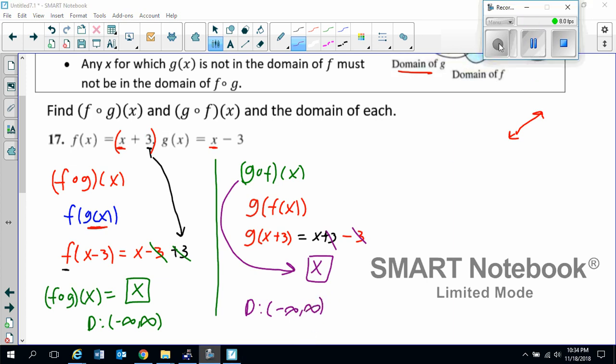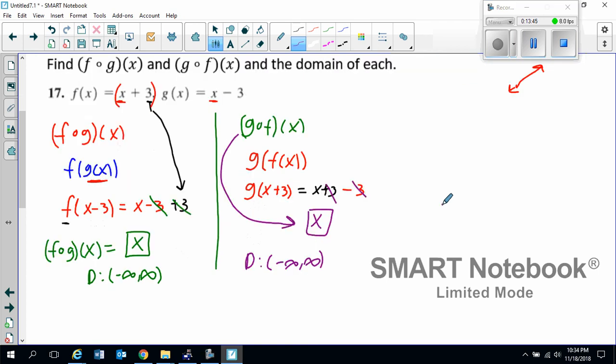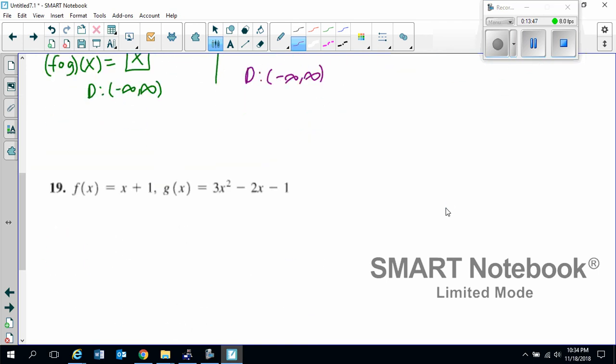Okay. So let's look at our next one. We're just going to keep doing the same thing. That's going to be the rest of this section right here. Like I said, we'll get into some that'll be a little bit more interesting.